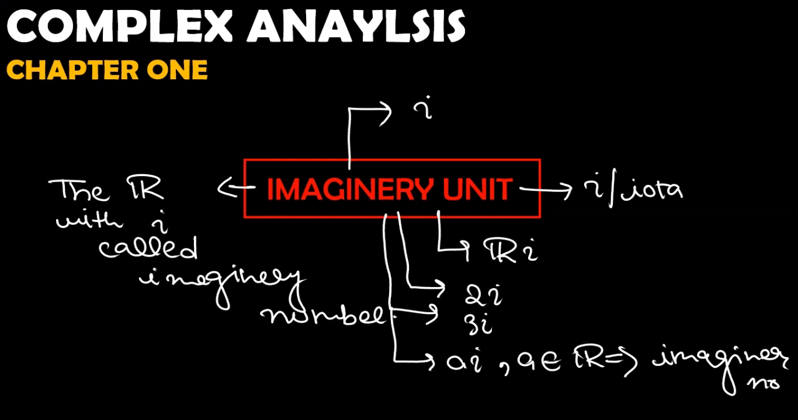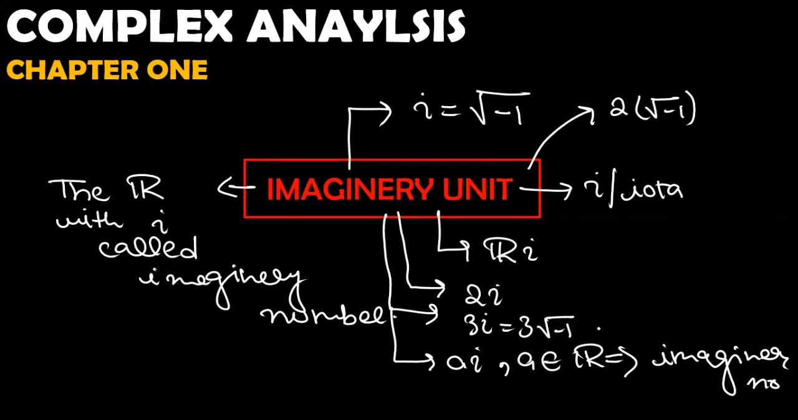The imaginary unit iota is equal to under root minus 1. So it means that in 2 iota, in place of iota, I actually have under root minus 1. Similarly, in 3 iota, I have the value of under root minus 1. If you have any real number multiplying with iota, then it means that this real number is multiplying with under root minus 1. So under root minus 1 is equal to iota, the value of our imaginary unit. I hope it is clear to you.